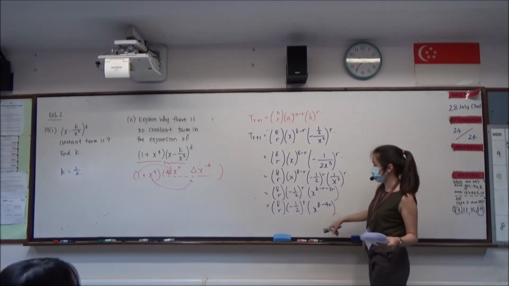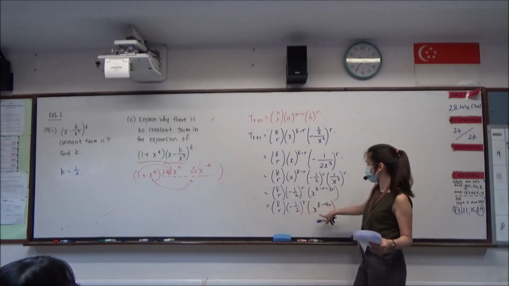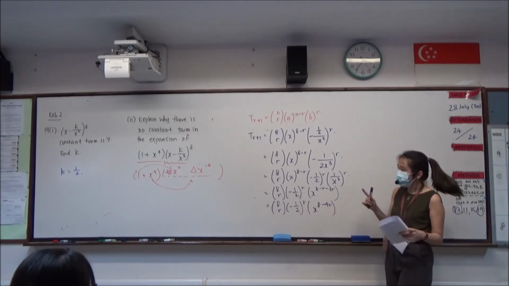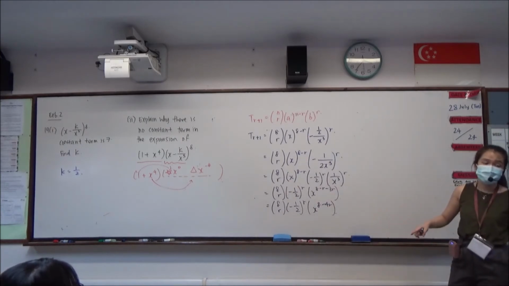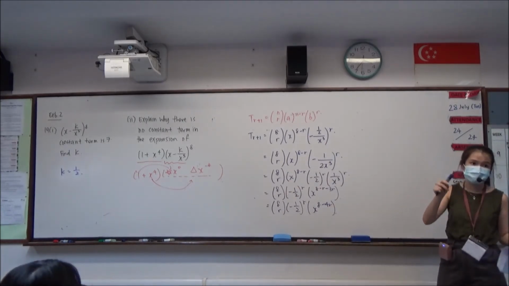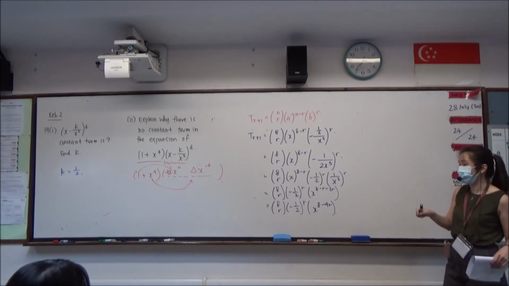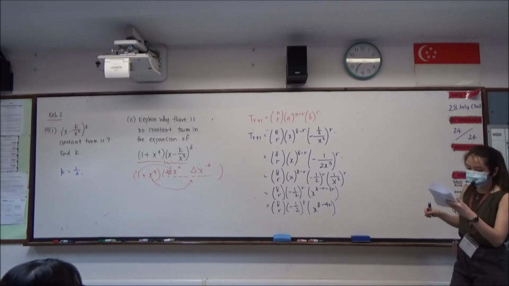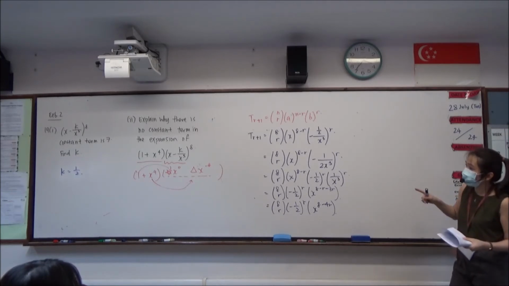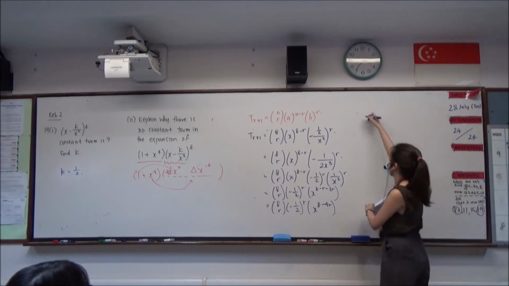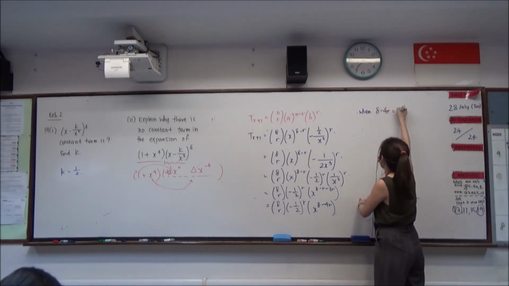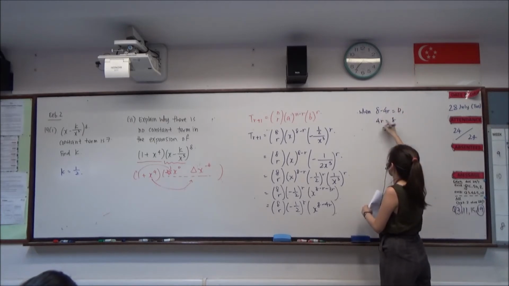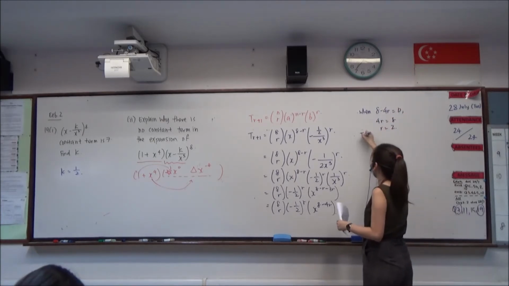So we see the coefficient portion and the variable portion. Now we want the x to the power 0. If you have already simplified it in part I, you only have to substitute in k equals half into your answer in part I. Our x power is 0. So when 8 minus 4r equals 0, I find r is equal to 2.